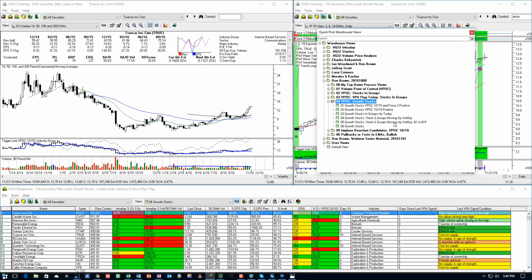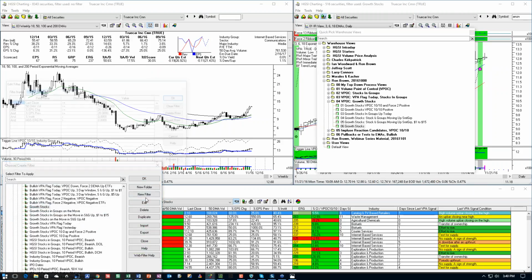Now looking at this under the VPOC, these are all growth stocks, and this is where I'm going to begin sending out. I think a lot of people, well, I know a lot of people are interested in growth. Now one thing about the growth calculations in HGSI, even if the actual numbers are negative, but they're improving, that's considered a growth stock.